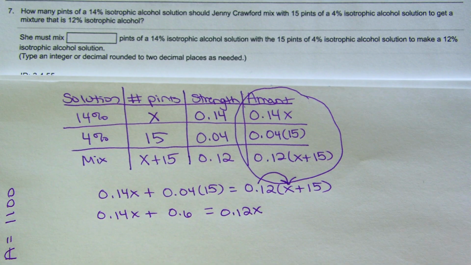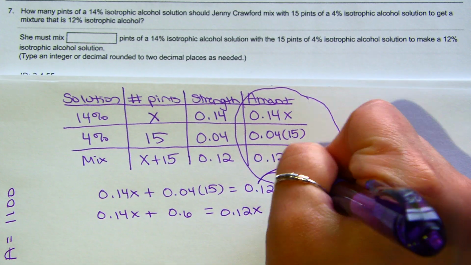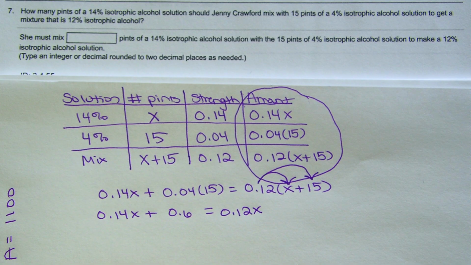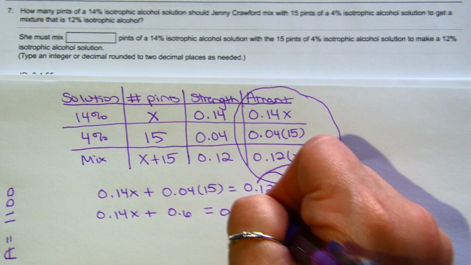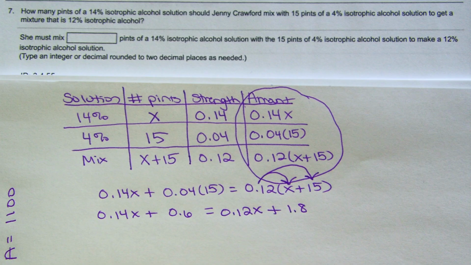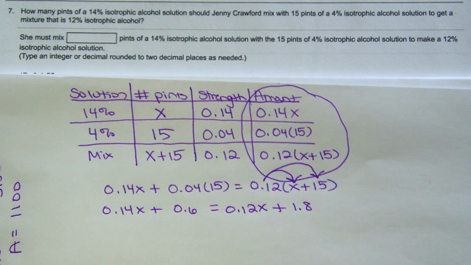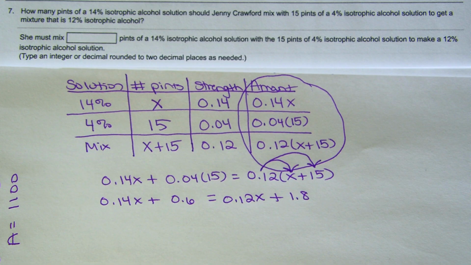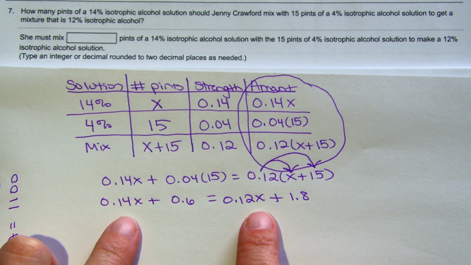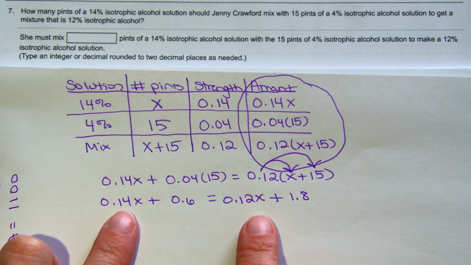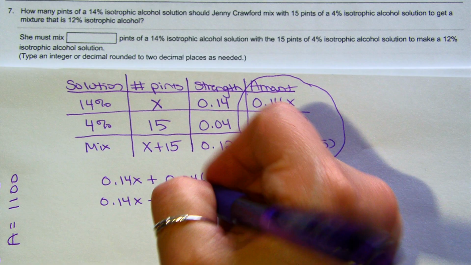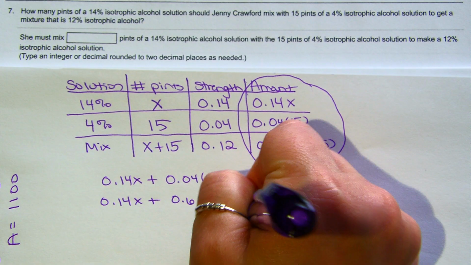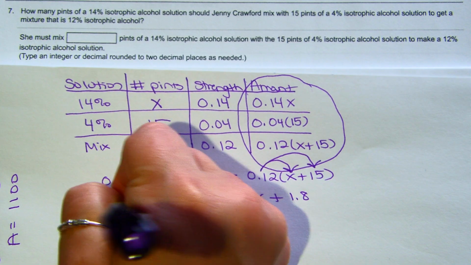Now, I have x's on both sides. I can pick to move my x in either direction, but I generally will move it in the way where I have more. So I have 0.14 over here on the left. I have 0.12 over here on the right. So I'm going to choose to subtract the 0.12x and move it over just so I can keep my variables positive. 0.14 minus 0.12 is 0.02x plus 0.6 equals 1.8.